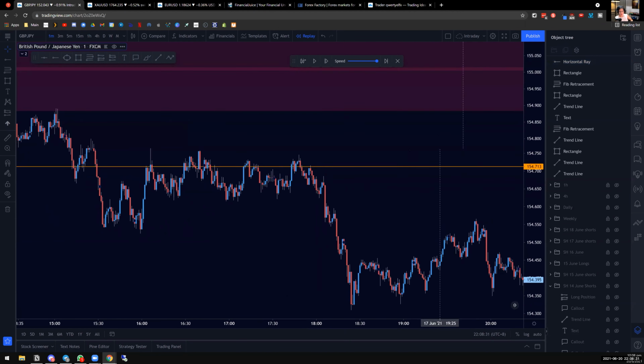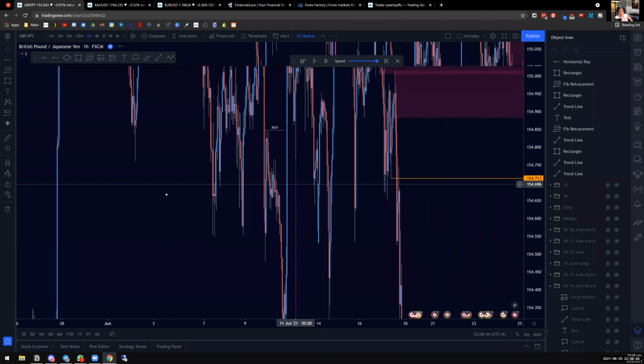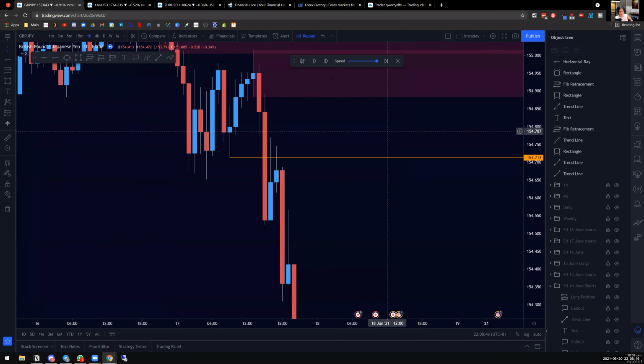But the criteria is, price on the hourly must close below first. And you must literally see a break and a retest on the 1 minute. So if I were to clear the candles away, it's a bit easier to see the price action at that time.